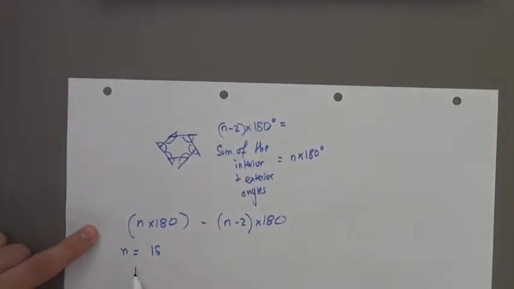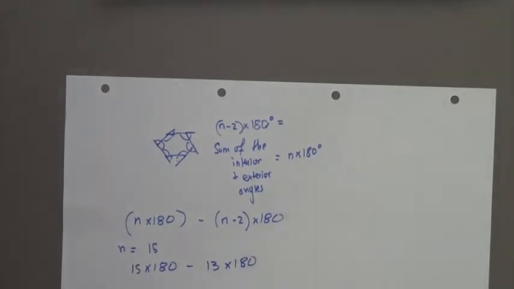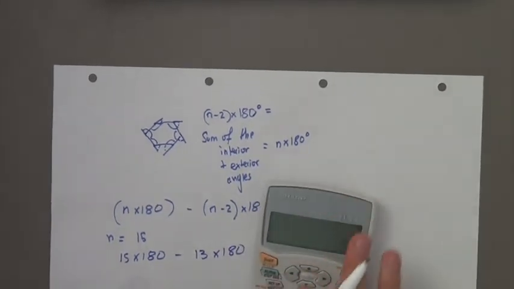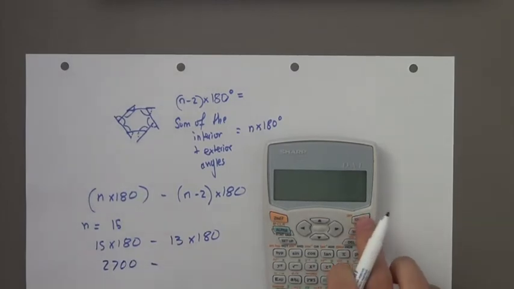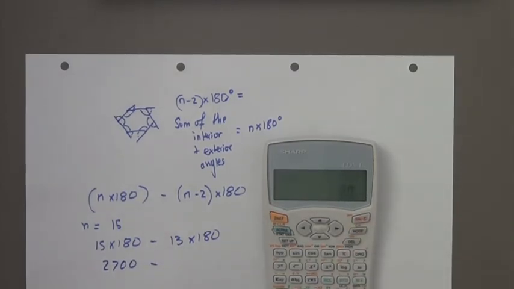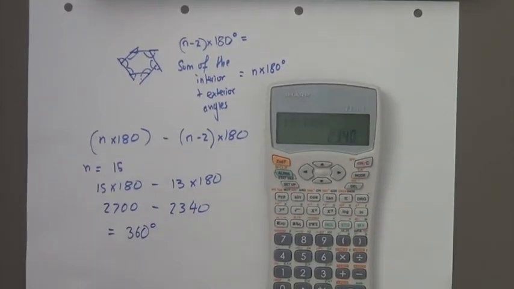So 15 times 180 minus 13 times 180, because 15 minus 2 is 13. Okay, let's do this together on my calculator. 15 times 180 is 2,700, and 13 times 180 is 2,340. If you subtract them, that gives you 360 degrees. So that's how we answer 4a.